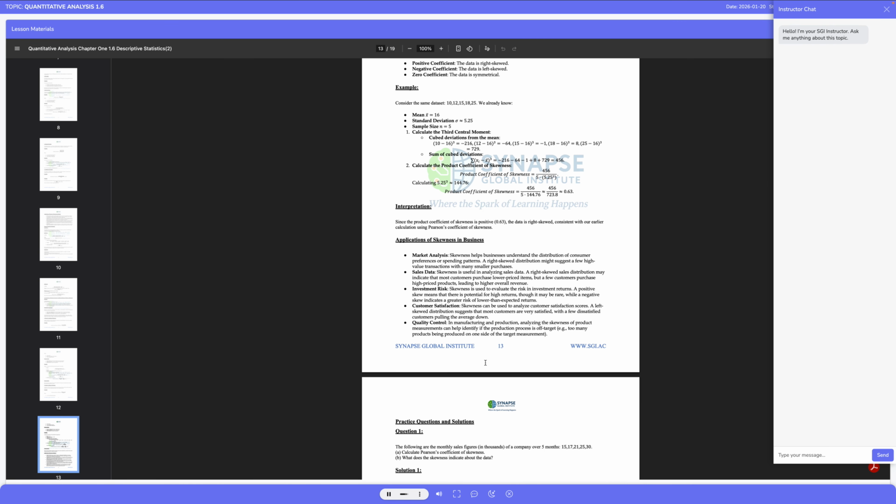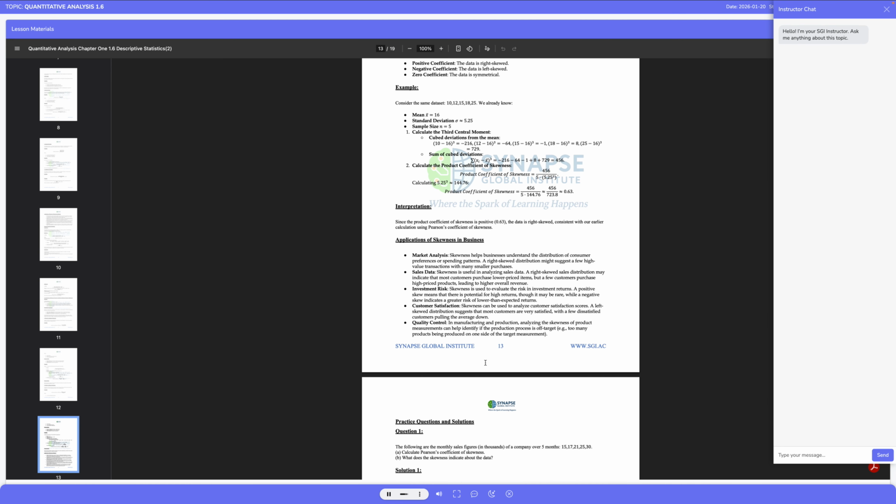The interpretation of the product coefficient of skewness follows the same general principles. A positive value indicates right skewness, a negative value indicates left skewness, and a value close to 0 indicates a symmetric distribution. Because this measure is based on higher order moments, it is often used in more advanced statistical analysis and research, but it remains highly relevant in business contexts, where extreme values can significantly influence outcomes, such as financial returns or demand fluctuations.